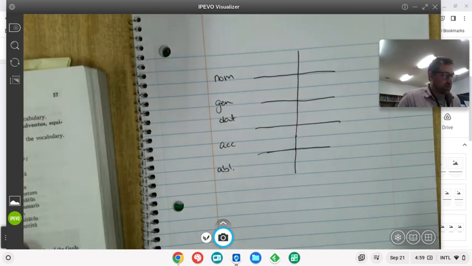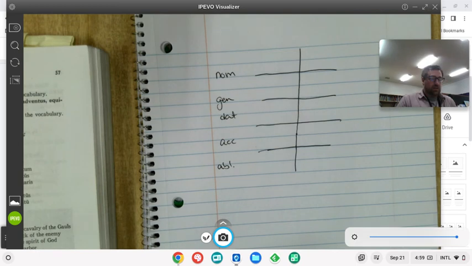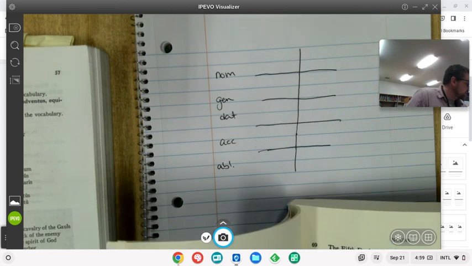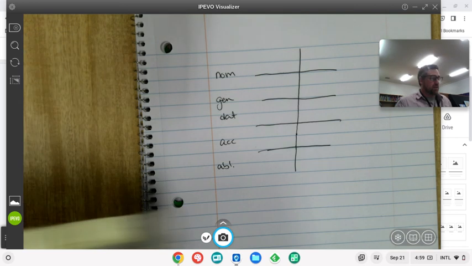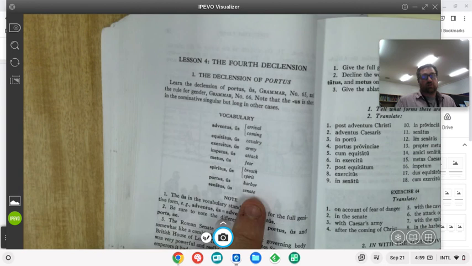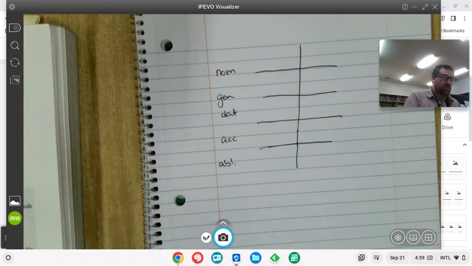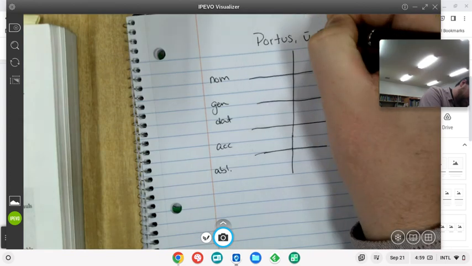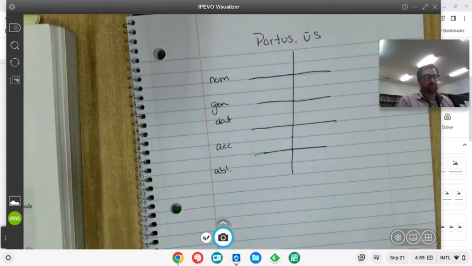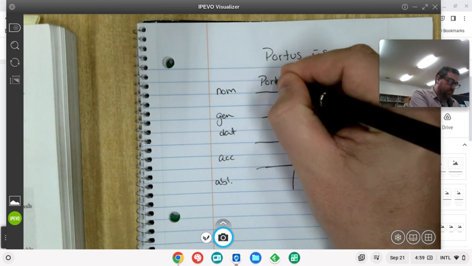Before we get into the actual words in this declension, we're going to use portus, harbor, as our model word. So I'm going to go ahead and write that: portus. That's our dictionary form. So we know that the nominative would be portus.